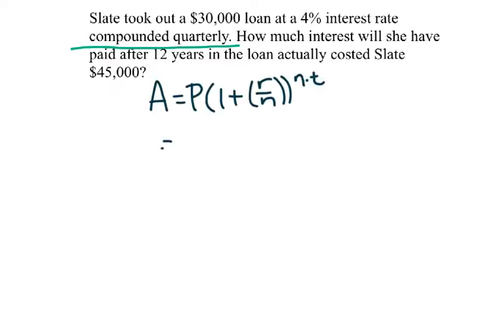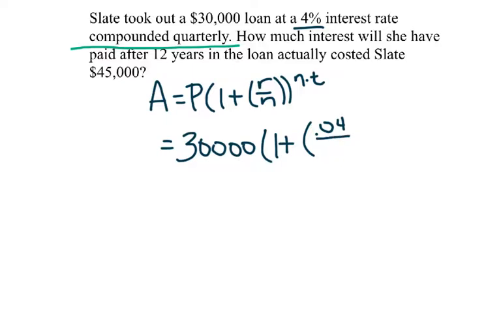Alright, so our principal amount, we started out with $30,000. 1 plus. Our rate is 4%. I gotta change it to a decimal, so 0.04. It is compounded quarterly, which means 4 times a year. Double parentheses, number 4 again, and we're talking about 12 years. So go ahead and type that in your calculator and round to 2 decimal places.